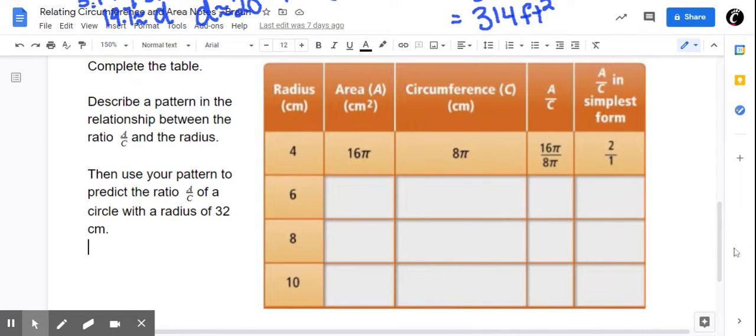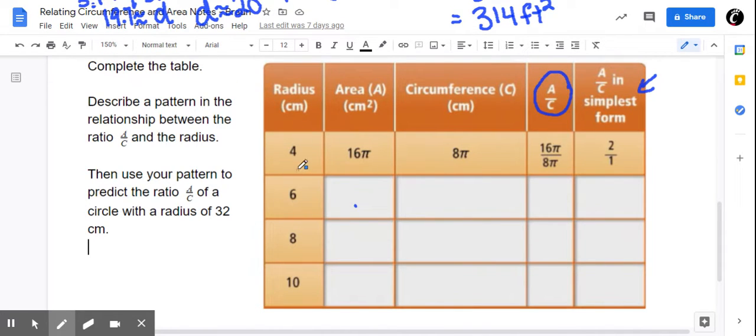All right, so we're going to complete the table. We're going to describe a pattern in the relationship between the ratio A to C, so area to circumference, and the radius. So we want to look for that relationship. Over here, we're looking at this comparison, A to C, and over here in simplest form. And what we want to do is make sure that we look for that relationship. How are they related to the radius? So we're going to come back and relate that to our radius. Really, we're going to complete the chart first.